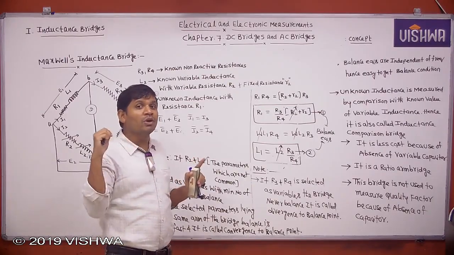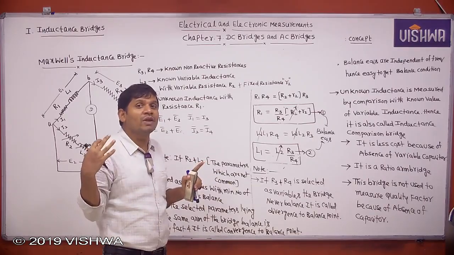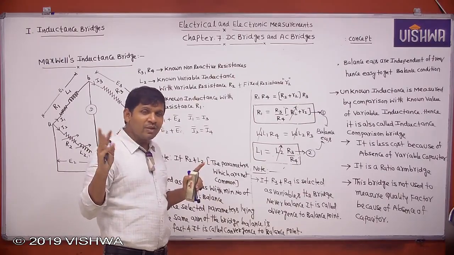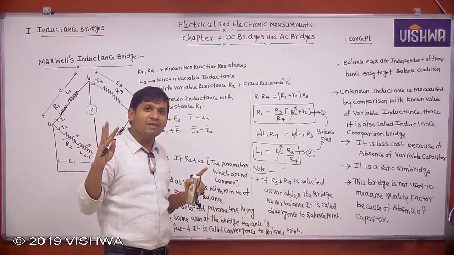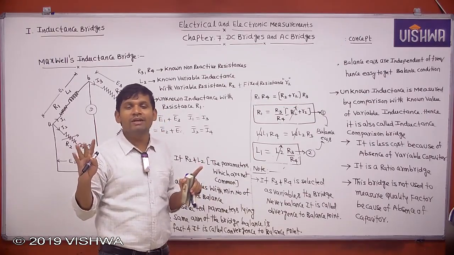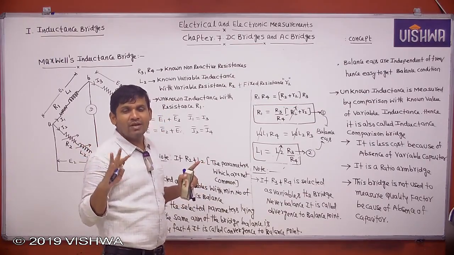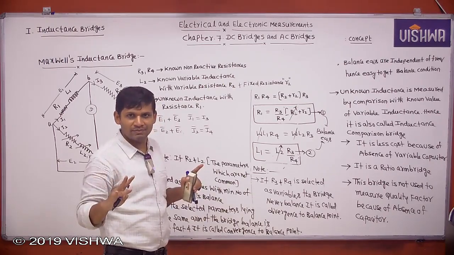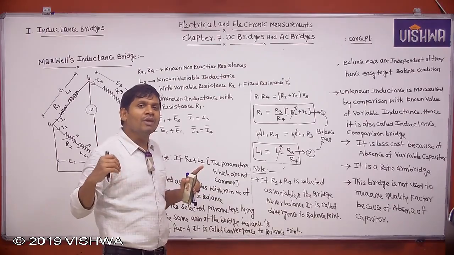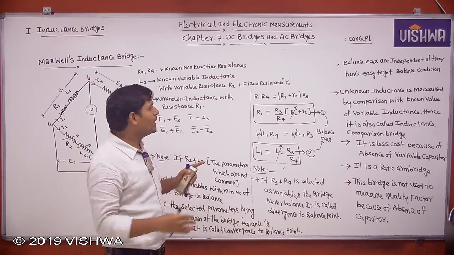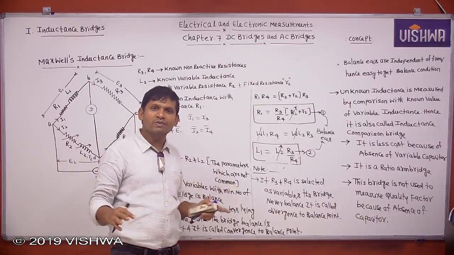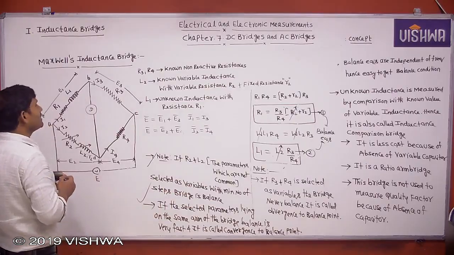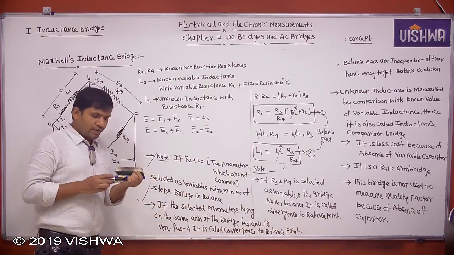Sir, why do you say that if it consists of a variable capacitor, the cost is high? Because we can design fixed and variable capacitors, fixed and variable inductors, fixed and variable resistance, but the design of a variable capacitor is complex. That's why it is also costly. If any bridge consists of a variable capacitor, that bridge is high cost. But here there is no capacitor at all. That's why the cost is less. Clear? This is the Maxwell's inductance bridge, one bridge among the inductance bridges.